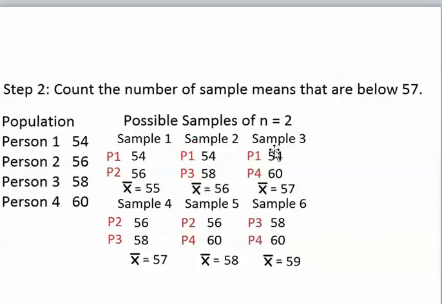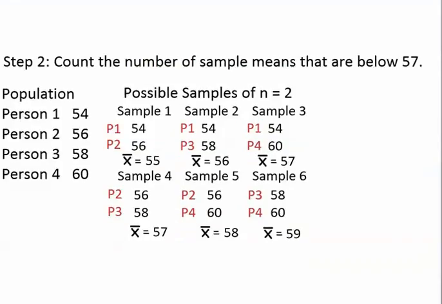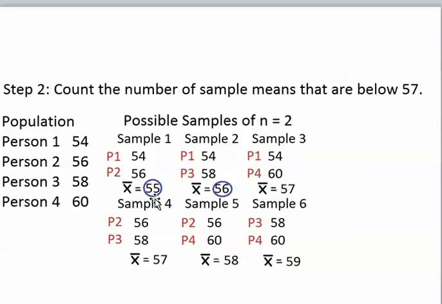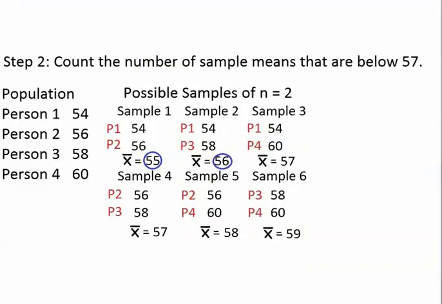Step 2 is counting the number of sample means that are below 57. 55 is below 57, and 56 is below 57. So it looks like 2 out of 6 possible samples have a sample mean that's below 57. Now that we've counted the number of sample means that are below 57, we can move on to step 3.